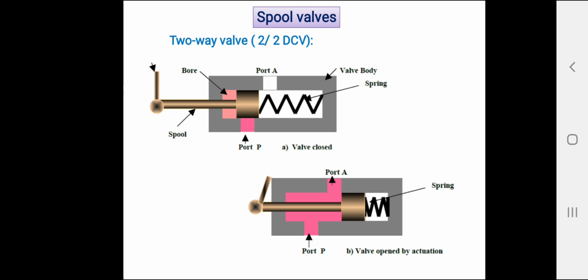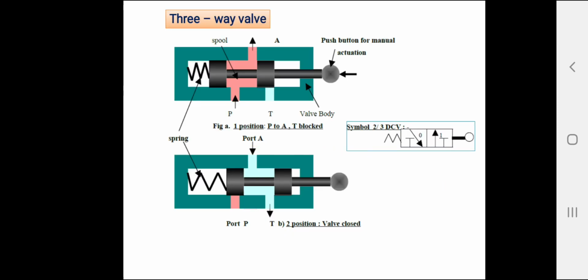Then next is the three-way valve. There are three ways: 1, 2 and 3. A direction control valve whose primary function is to alternately pressurize and exhaust one working port is called a three-way valve. Generally these valves are used to operate single acting cylinders.